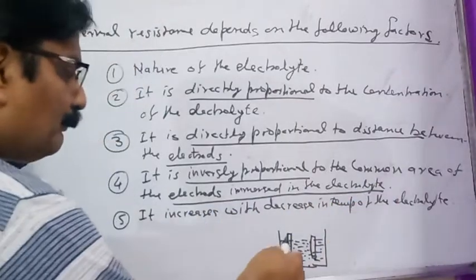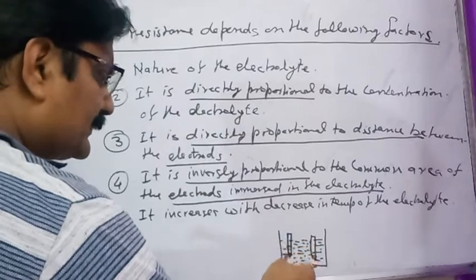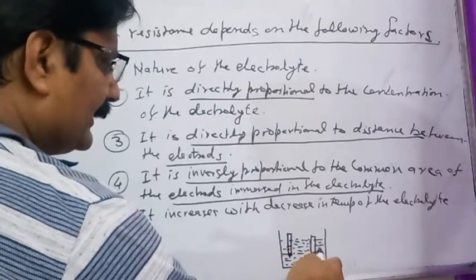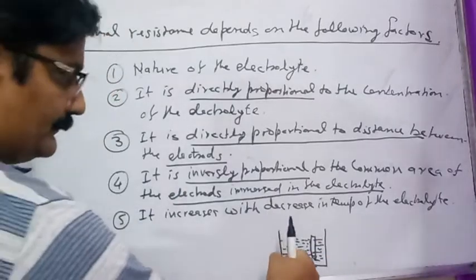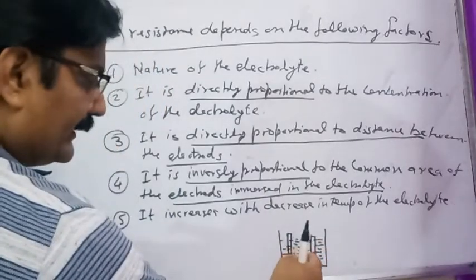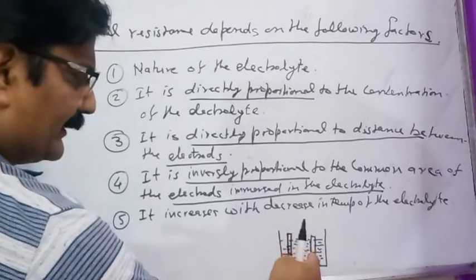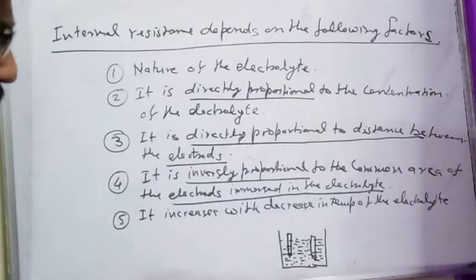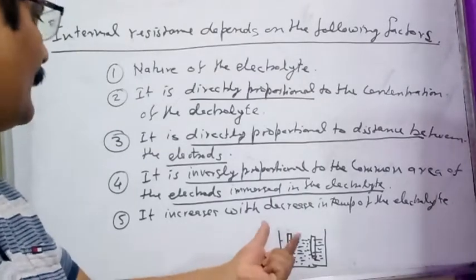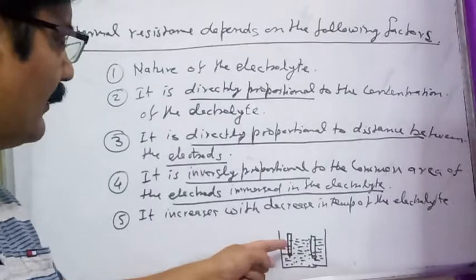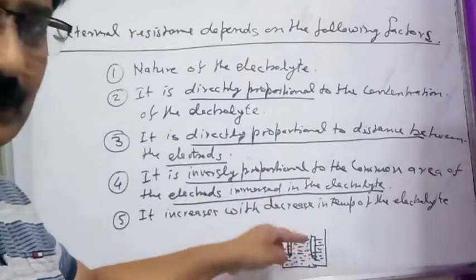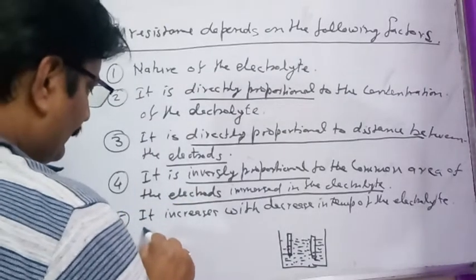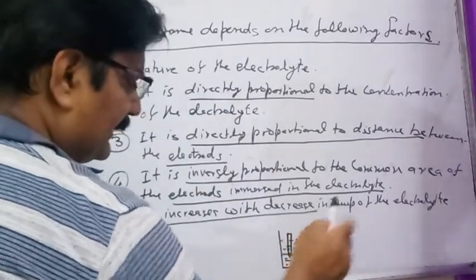electrolyte. If more area of the electrodes is immersed in the electrolyte, there is more area available for the ions to exchange electrons. So they can easily exchange electrons with the electrodes, and internal resistance of the cell decreases. So internal resistance of the cell is inversely proportional to the common area of the electrodes immersed in the electrolyte. Fifth factor, it increases with decrease in temperature.